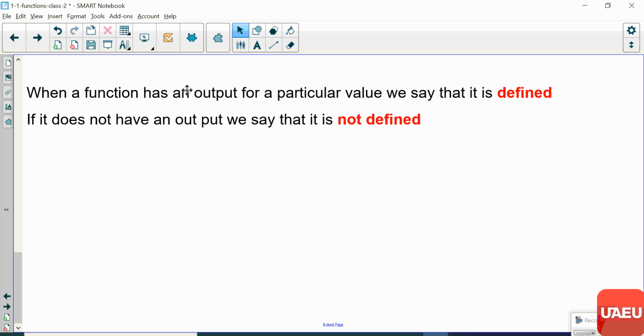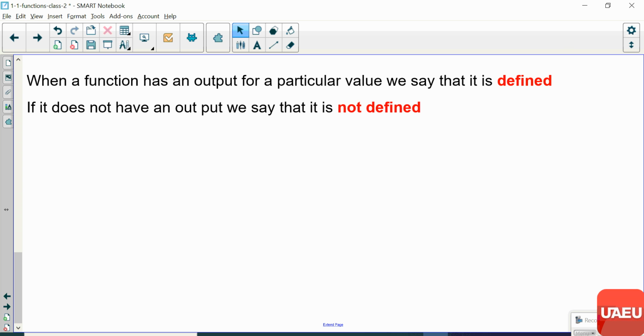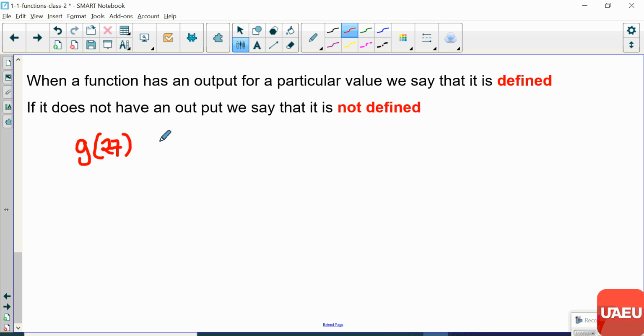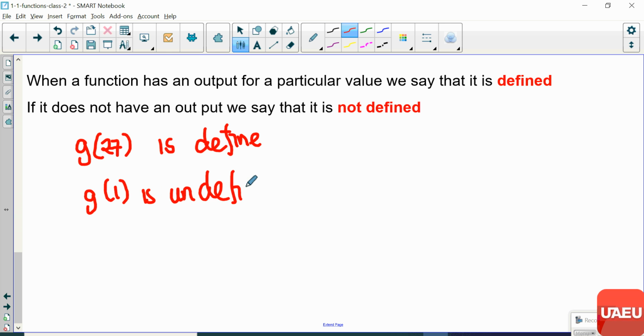So in conclusion, what we simply mean from these two examples is that not all inputs will give us an output. And when a function has an output for a particular value, we say that this function is defined. If on the other hand, it doesn't give us an output, we say that it is not defined. So as a result, we'll say that g of 27 is defined because the output was 5. On the other hand, g of 1 is undefined. So we need to get comfortable with these words from here onwards.